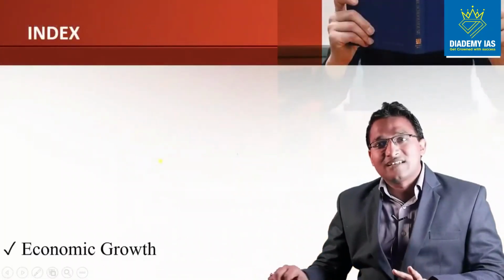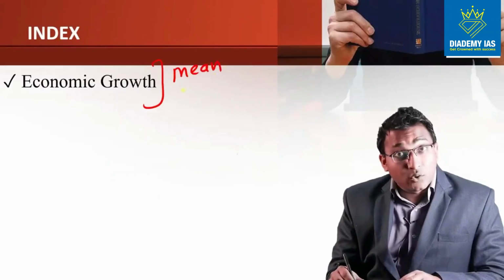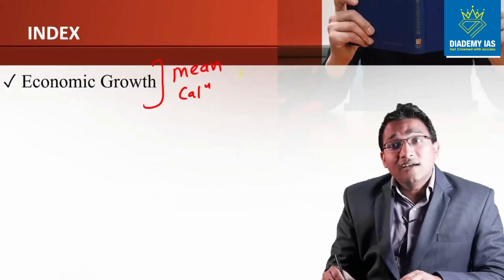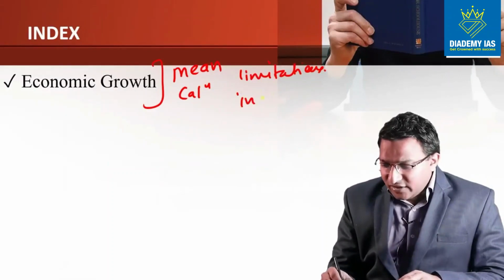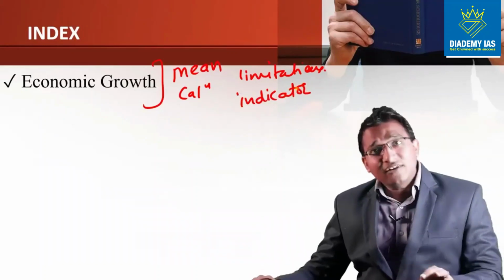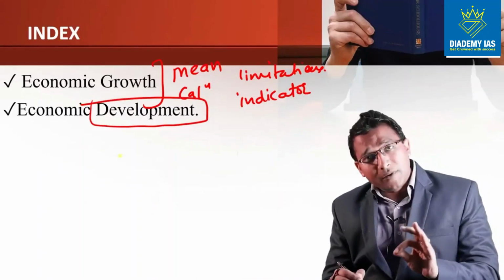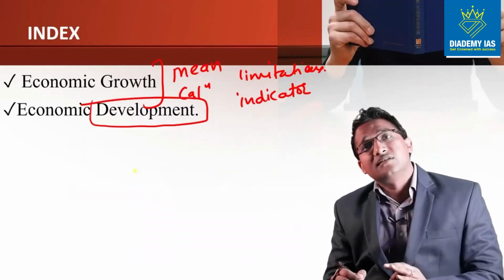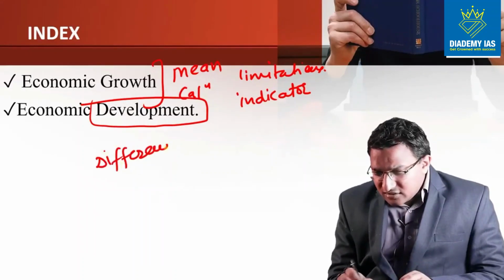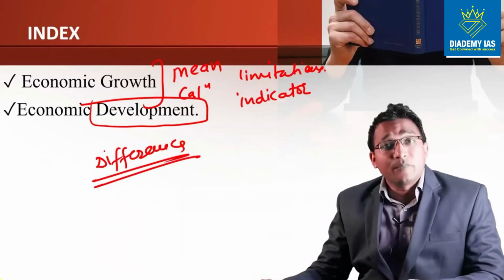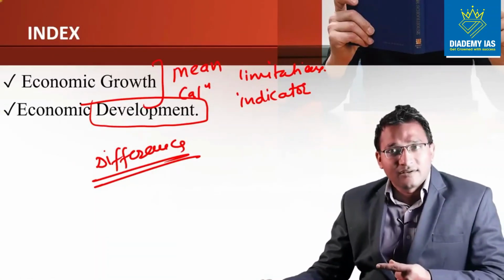In this session we will discuss economic growth. What is the meaning of economic growth? How do we calculate economic growth? Then what are the limitations of economic growth, and what are the indicators of economic growth? After this we will discuss economic development. Again, in economic development we will discuss the meaning, the indicators, and we will also discuss the differences between economic growth and economic development, so that we are very clear that this is economic growth and this is economic development, right?